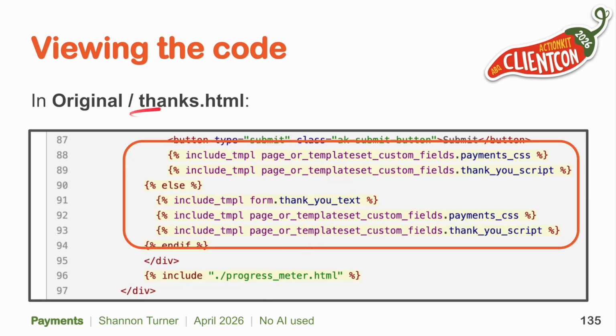So here in my original thanks.html, I can see that there's a few places where I'm including the page or template set custom fields .payments CSS, as well as thank you script. Depending on how much you've customized your template set, your code may look very different. And because I don't know all of the precise ways that you've customized your template sets, I can't give a one-size-fits-all suggestion on where you're going to put this code.